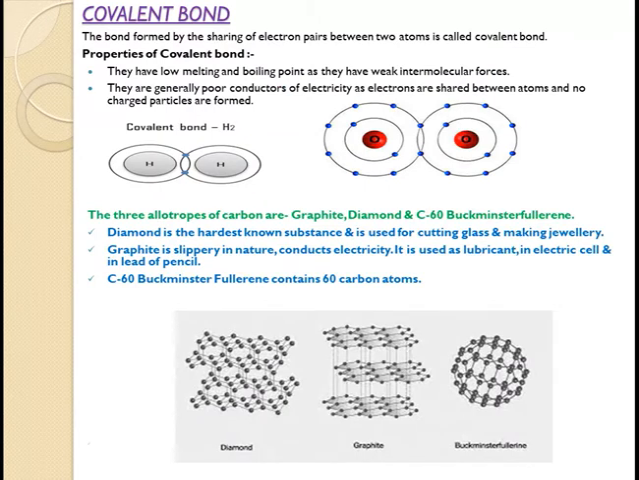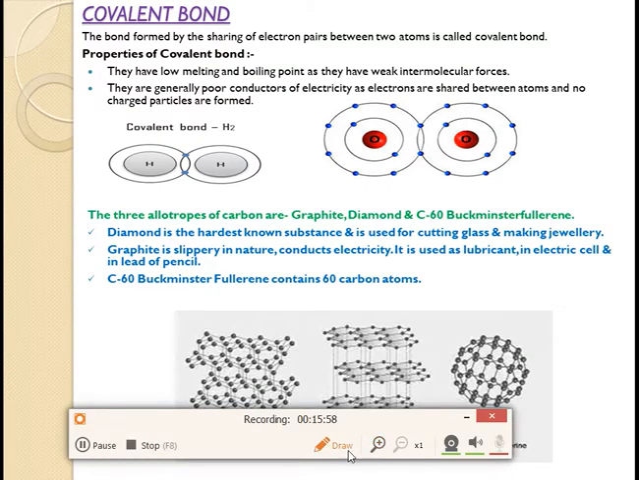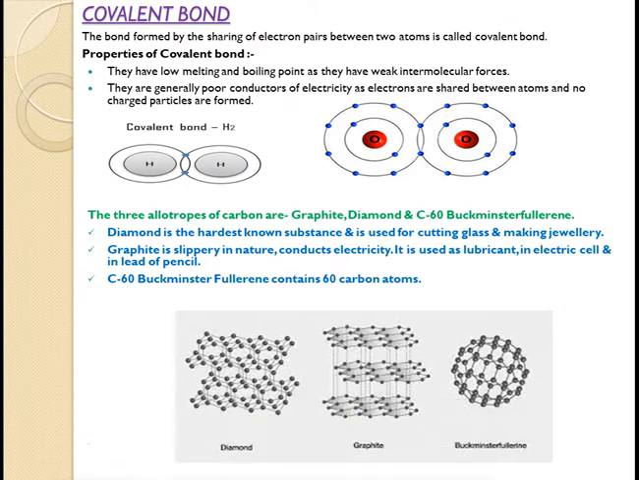Now let's start with the discussion of covalent bond. What is a covalent bond and what are its properties? This is important because in previous years also this question was asked. What are the properties of covalent bond? So let's start with the definition of covalent bond. The bond formed by the sharing of electron pairs between two atoms is called a covalent bond. So what is a covalent bond? A covalent bond is formed by the sharing of electrons, right? Now let's read about the properties of covalent bond.